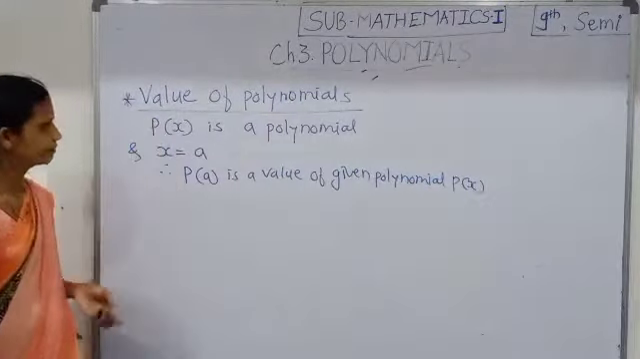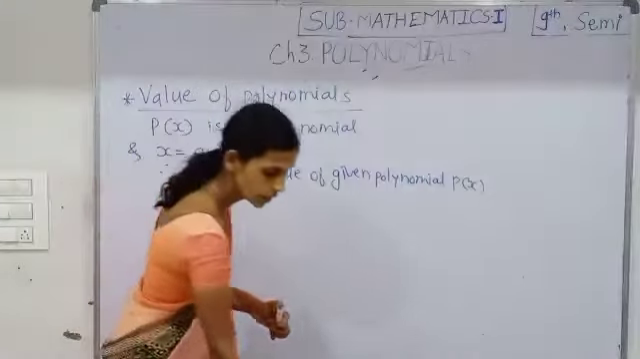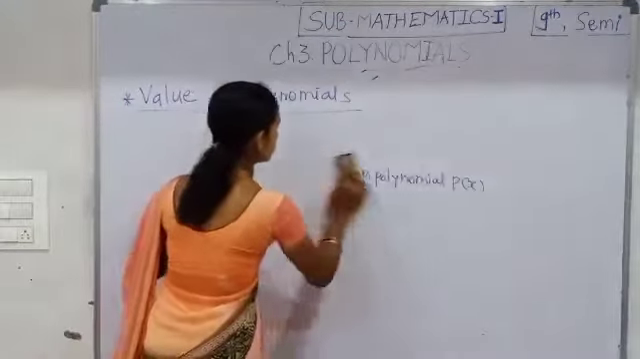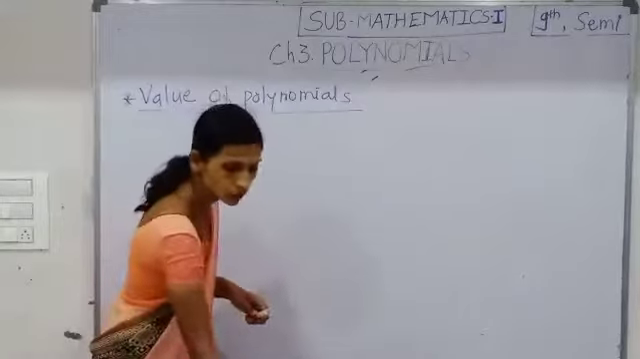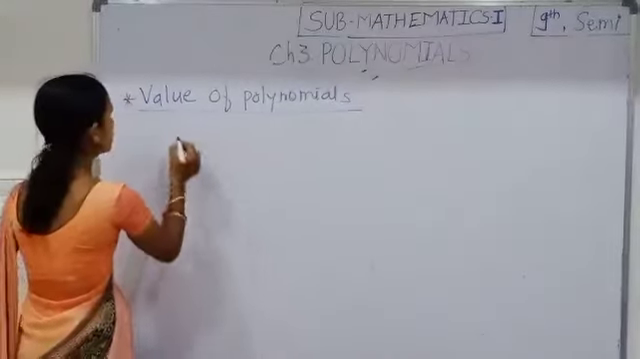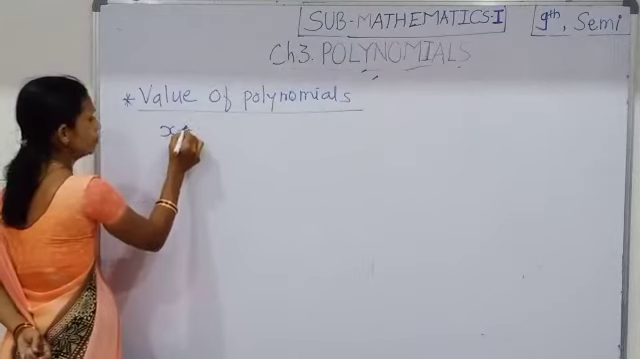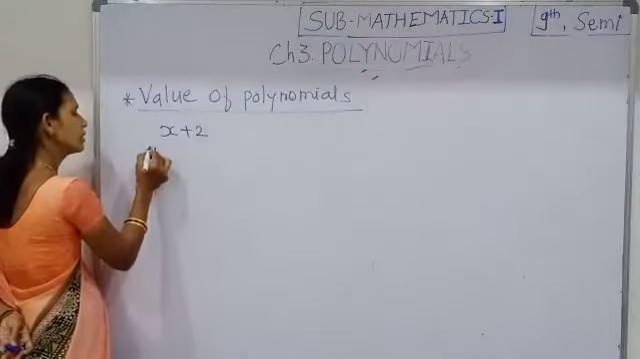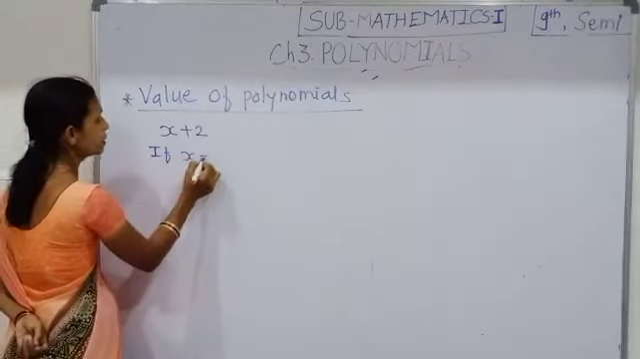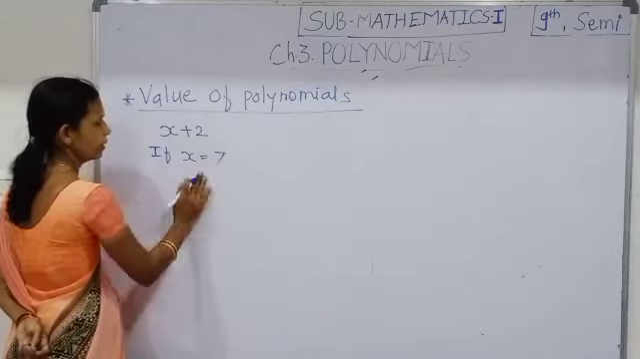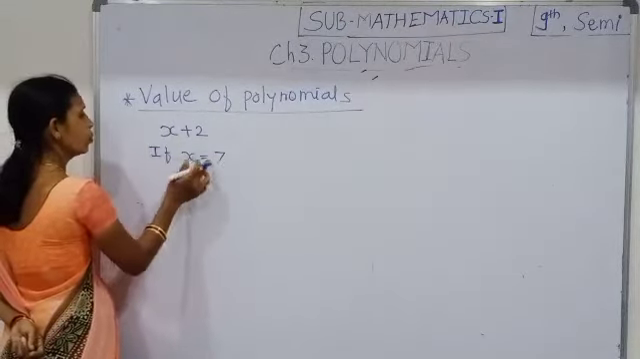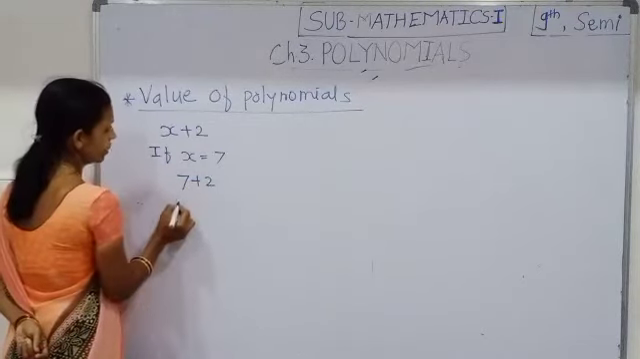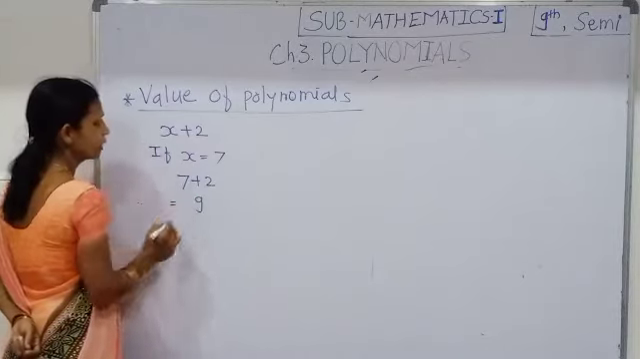Then see here, we can use this concept to solve the examples which are based on getting the value of polynomials. If the polynomial is x plus 2, and we put the value of x, if x is equal to 7, then we have to put 7 here, 7 plus 2. Therefore we get the value, that is 9.